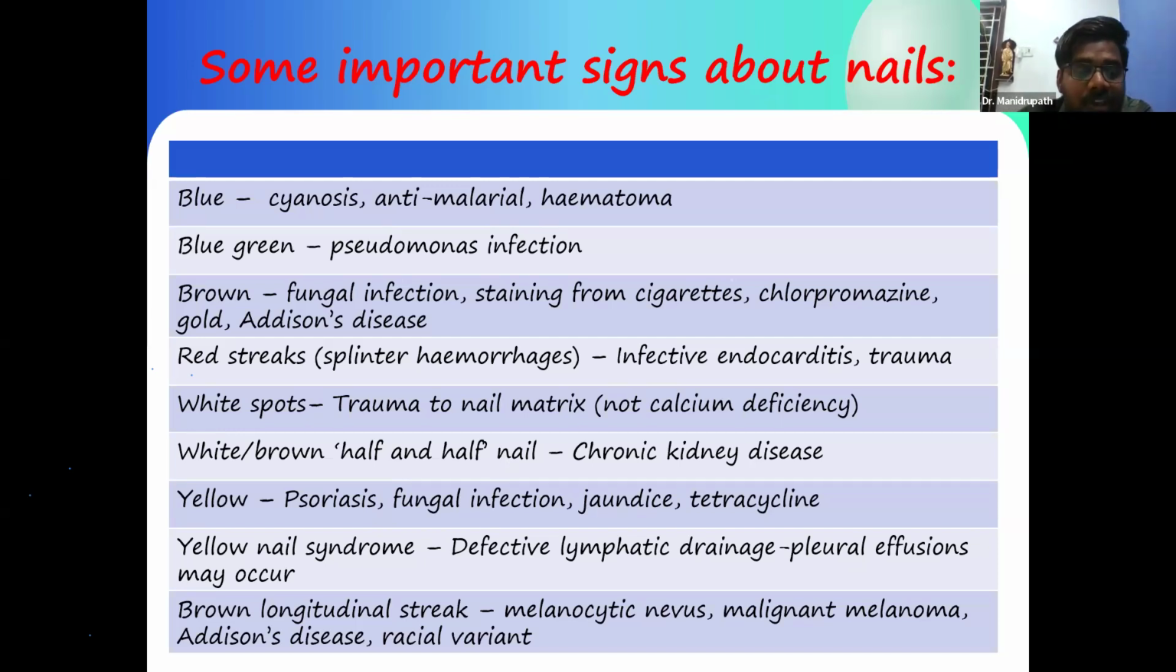Next, coming to red streak patterns, that is splinter hemorrhages in the nails, which indicate the pathology of infective endocarditis, or else trauma, which you need to understand. White spots indicate trauma to the nail matrix, not calcium deficiency. This you need to understand.